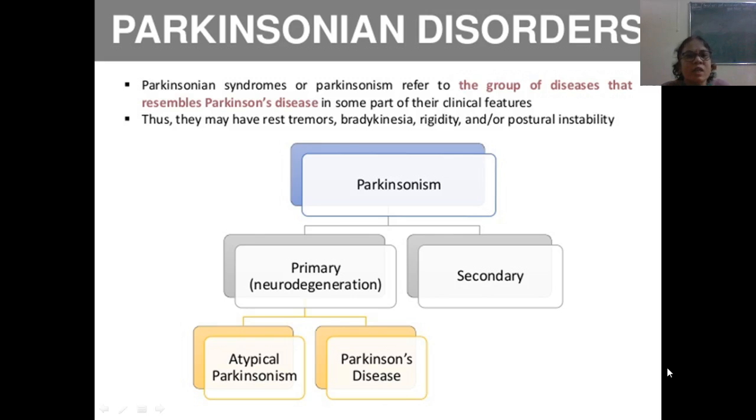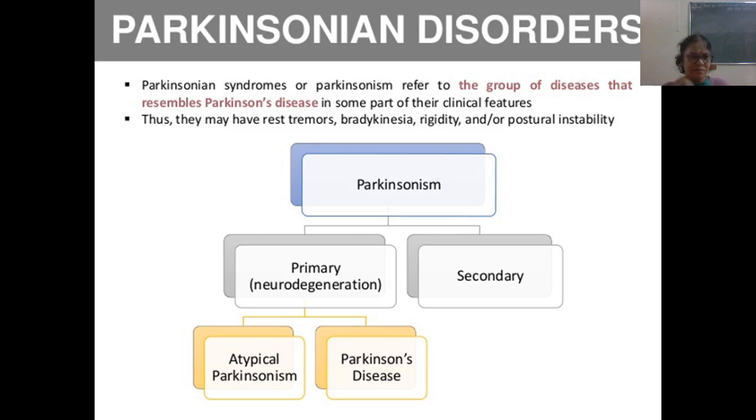So Parkinsonian disorders are nothing but a syndrome group of disorders. That means it is a neurological progressive disorder. It refers to the group of diseases that resemble Parkinson's disease in some part of their clinical features. Thus, they may have rest tremors, bradykinesia, rigidity, or postural instability.